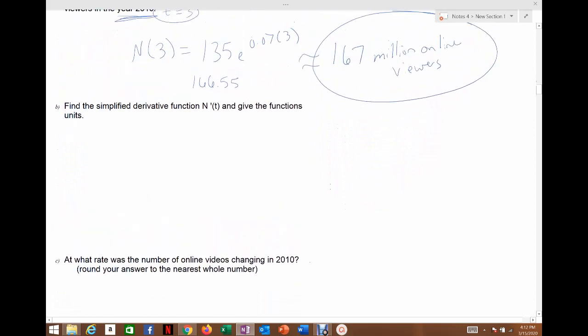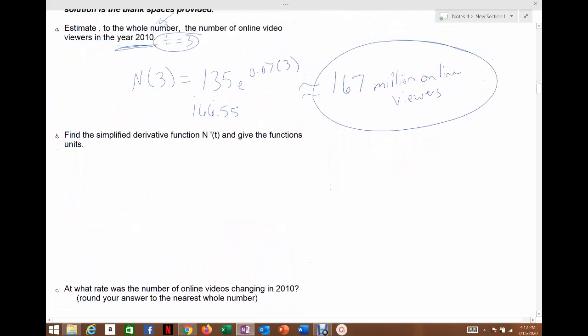All right, find and simplify the derivative, and give the units. So find the derivative, simplify it, and give the units. So I'm going to write my equation down over here first so I can look at it. So 135 e to the 0.07 times time. All right, so the derivative is, again, first thing you do is write down the original function. 135 e to the 0.07 times time, but then we're not done.